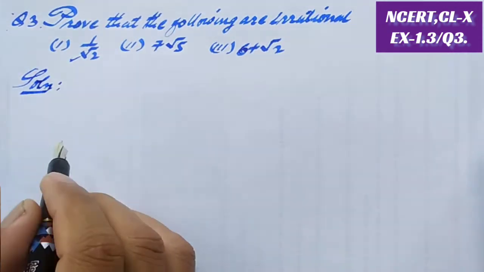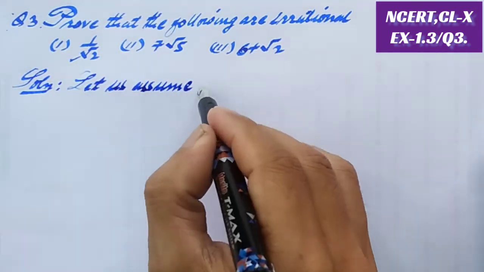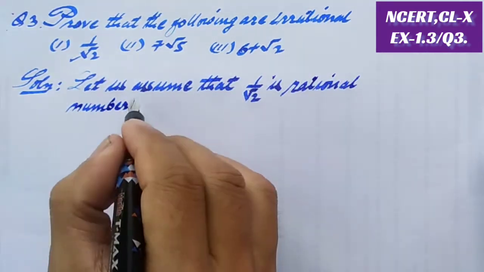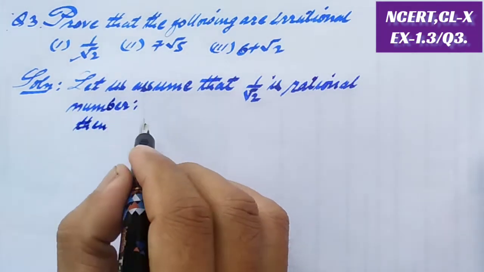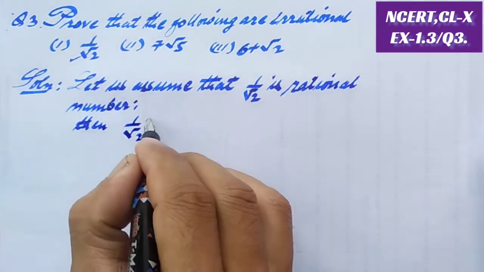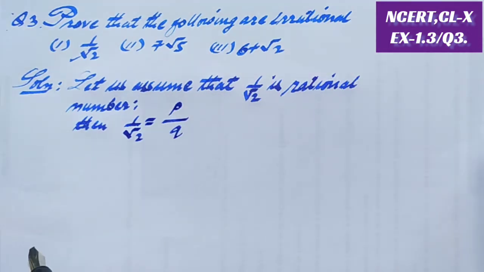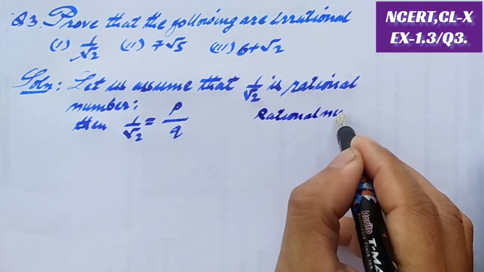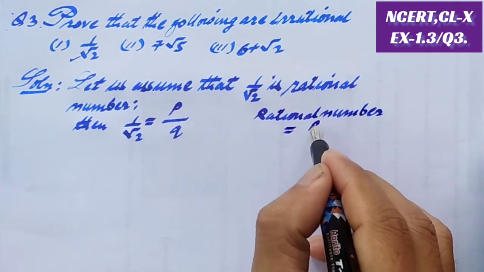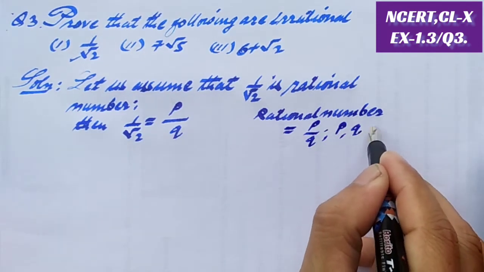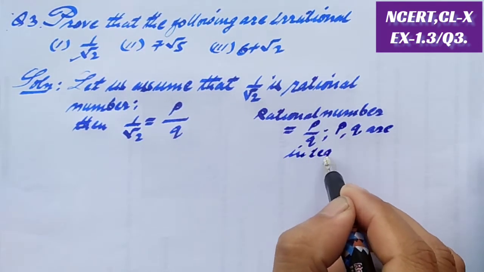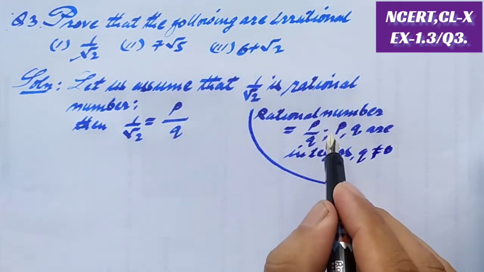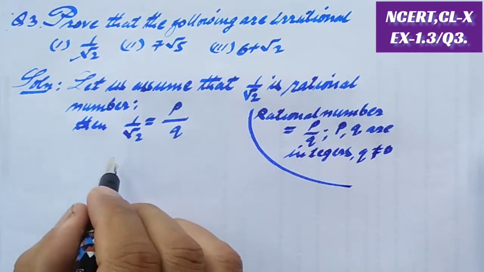Okay, now let us come to the solutions. Let us assume that 1 by root 2 is a rational number. Then 1 by root 2 is equal to p by q. See, I have already explained to you that a rational number is equal to p by q, where p and q are integers and q, at the denominator, is not equal to 0. So we need to remember this.